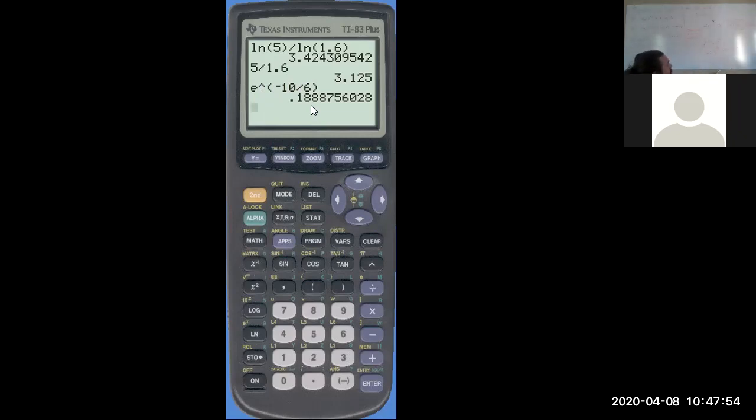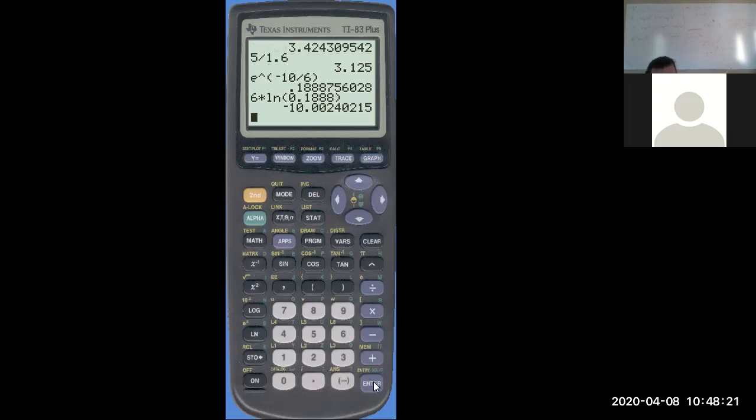And we can check that this is actually a reasonable solution to the original equation, or at least a good approximation to the solution to the original equation by plugging it in. So if I take 6 times the natural log of 0.1888, I should get something very, very close to negative 10. And I do. Negative 10.0024, blah, blah, blah.